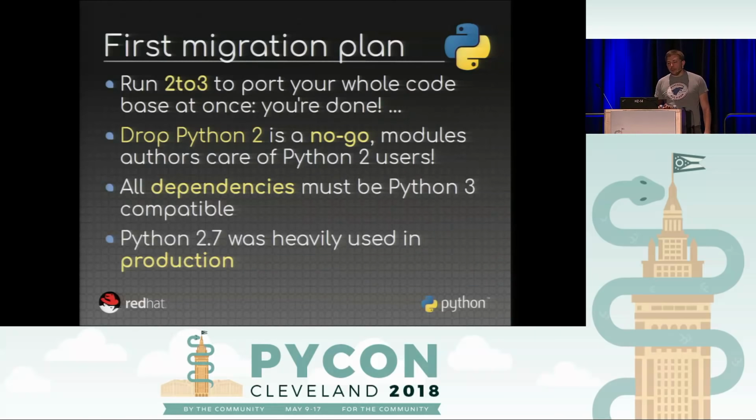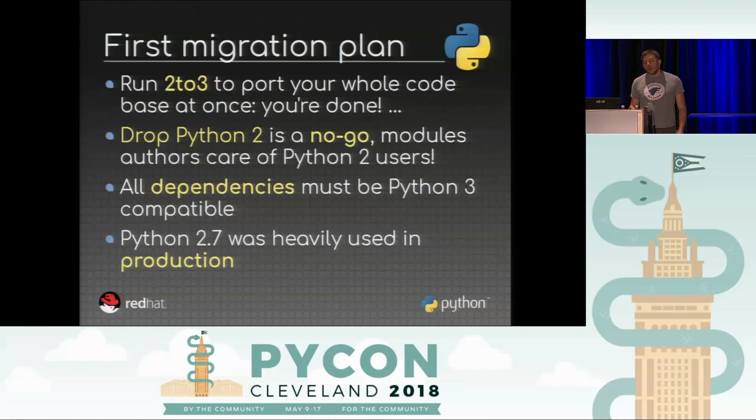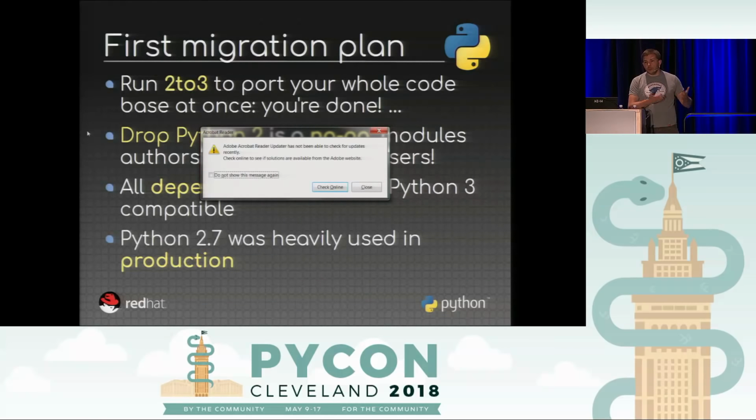Because dropping Python 2 support was a no-go. It means that when you are the maintainer of a module, maybe you don't want to lose all your user base, because when Python 3 was released, many Linux distributions, for example, didn't provide Python 3. So it means that if you lose Python 2 support, you lose your users.